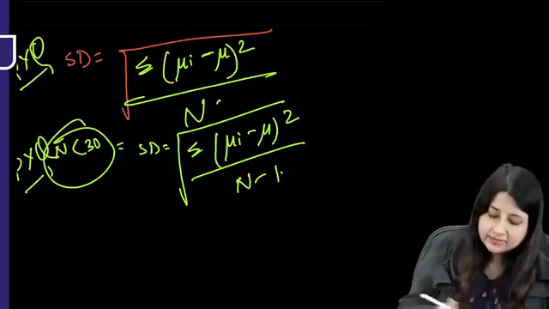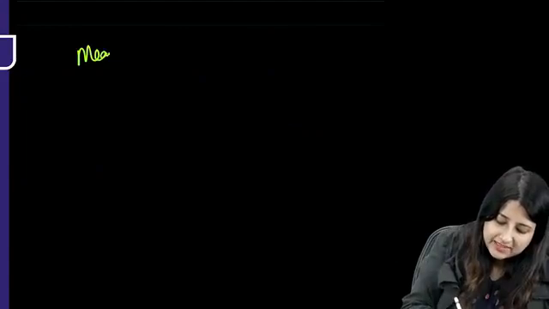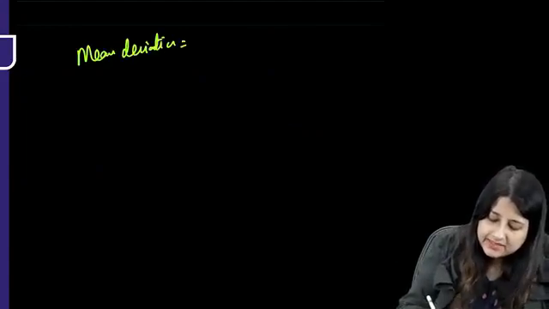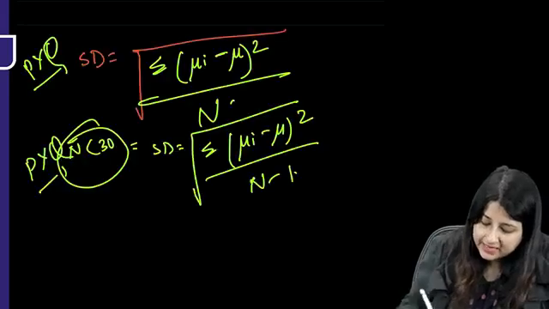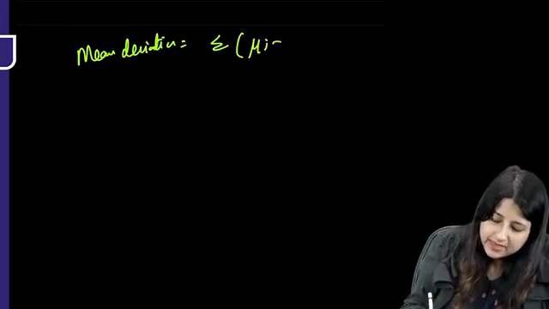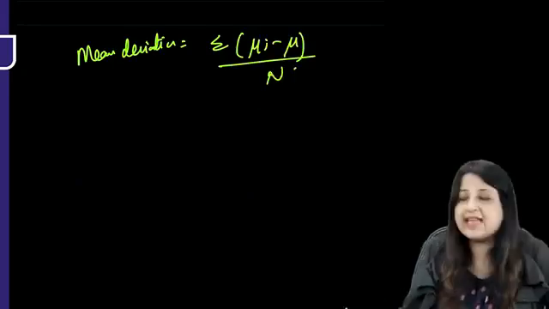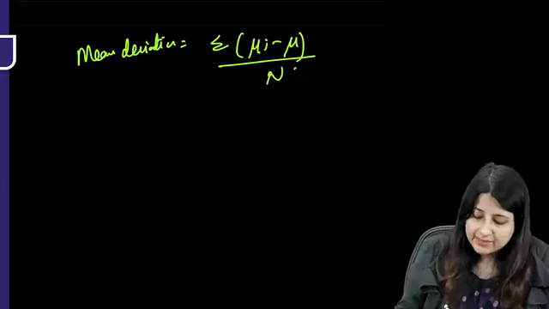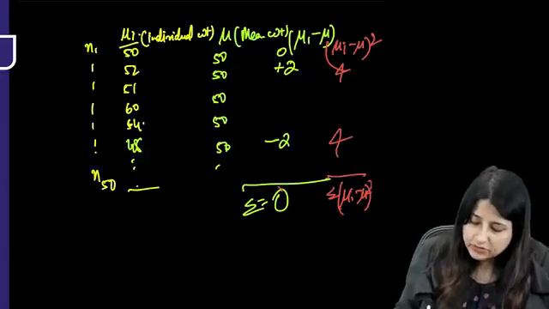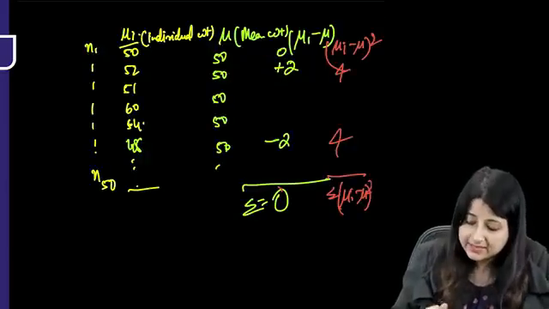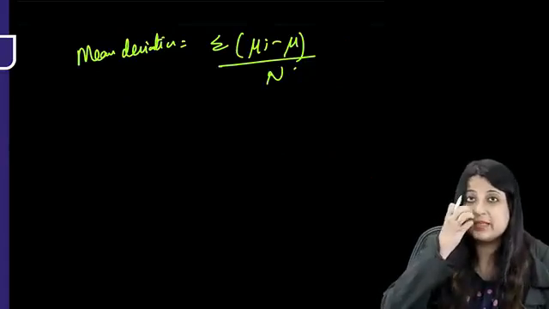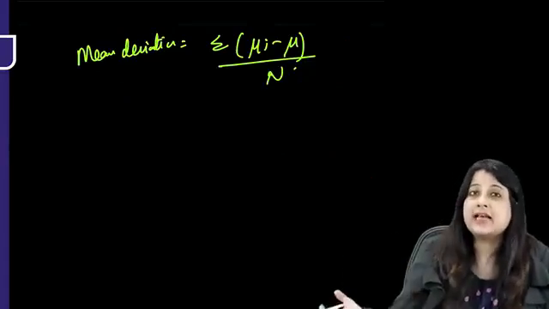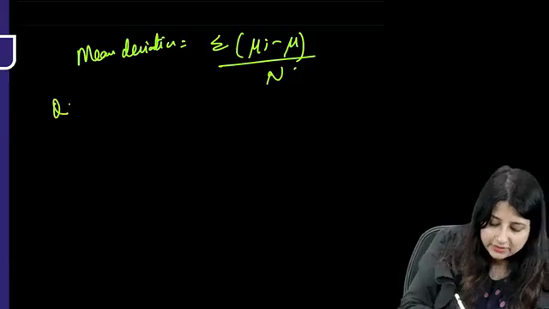Now, you would ask me, ma'am, what is mean deviation? Mean deviation is simply like here we are having whole square. So that is the summation of just mu I minus mu divided by n. No squaring. Before squaring, this process, mu I minus mu divided by n, that is mean deviation. But they don't ask you that. They ask you what is standard deviation. So I'll just give you a question.